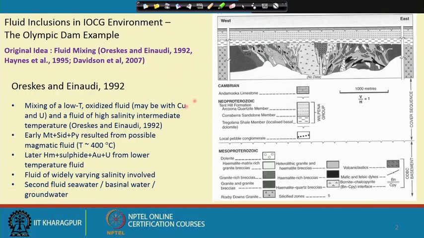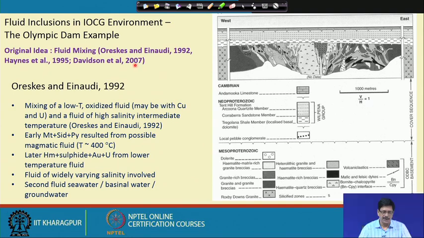So, let us just have a look. Even though it is not intended to discuss the genetic aspects of this deposit in detail, we will try to see how the ideas have evolved, or what the original idea was regarding the origin of the hydrothermal fluid and its evolution in this classic deposit.